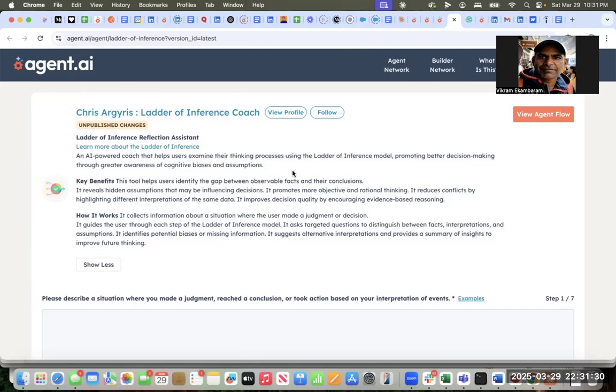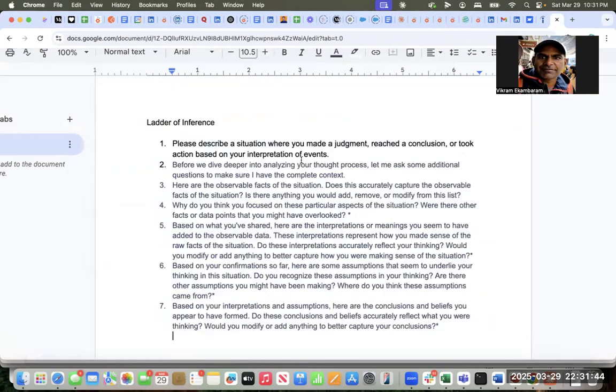Because as you imagine, a lot of times we make decisions very, very quickly and we don't spend the time really breaking it down and thinking through how we came to that particular decision. And this agent that I built basically takes you through the seven-step process, which is the ladder of inference. And so what it does is it asks you these seven questions.